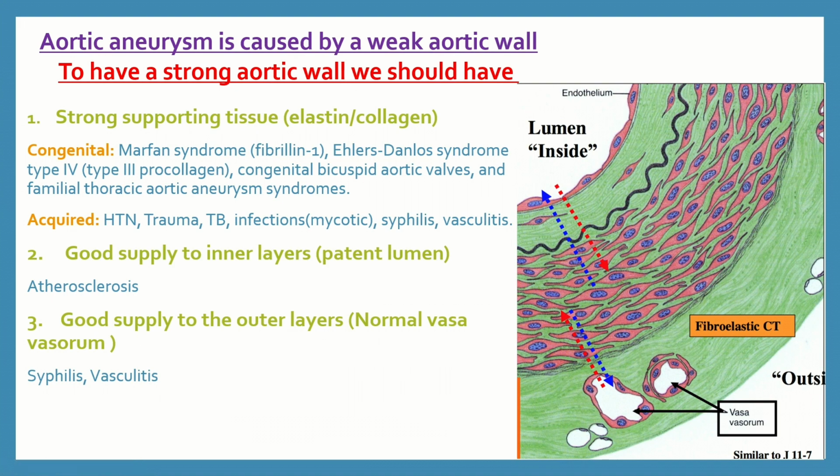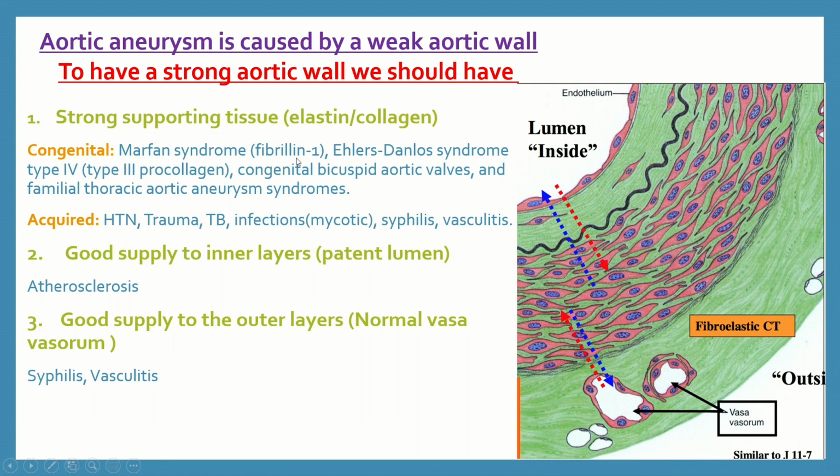So aortic aneurysm is usually caused by a weak aortic wall. In order to have a strong aortic wall, we should have two factors. The first one is to have a strong supporting tissue, so we need to have normal elastin and collagen, and we need to have a good blood supply to the inner layer and outer layer of the aortic wall.